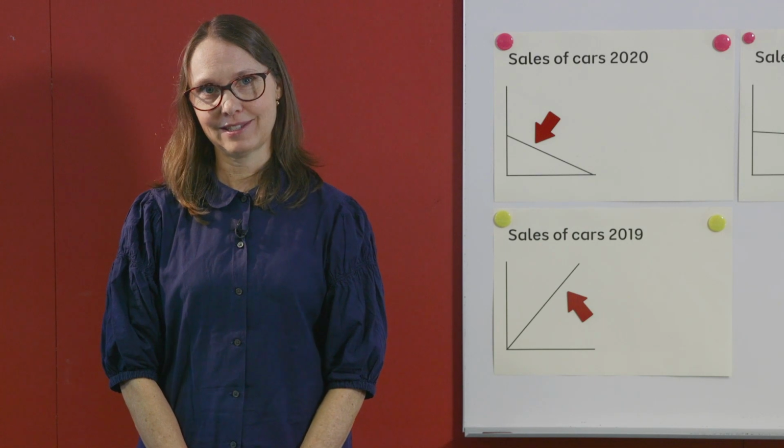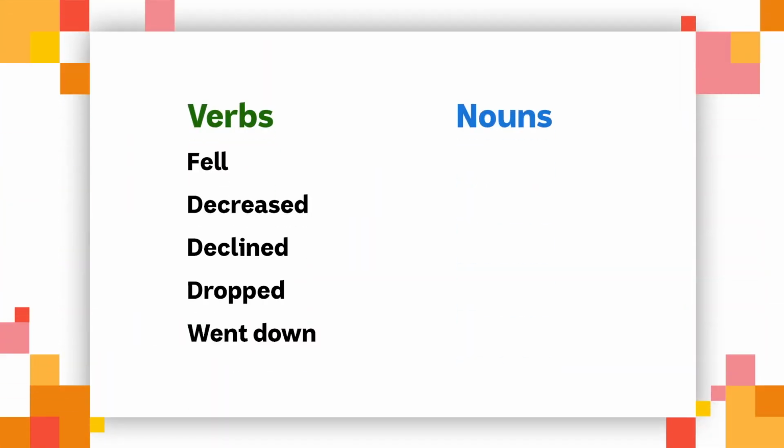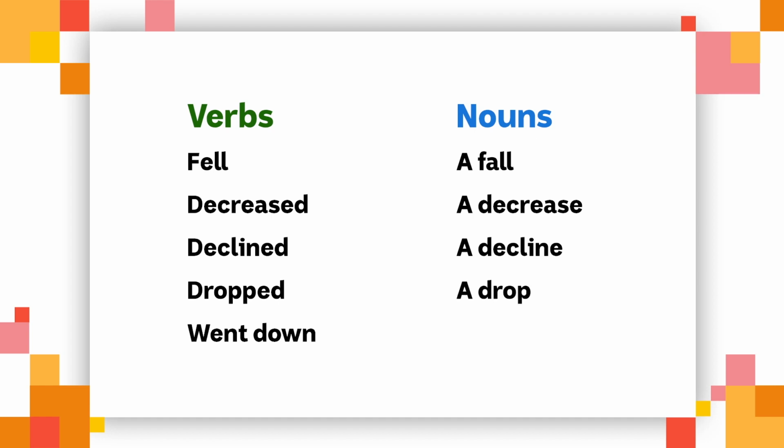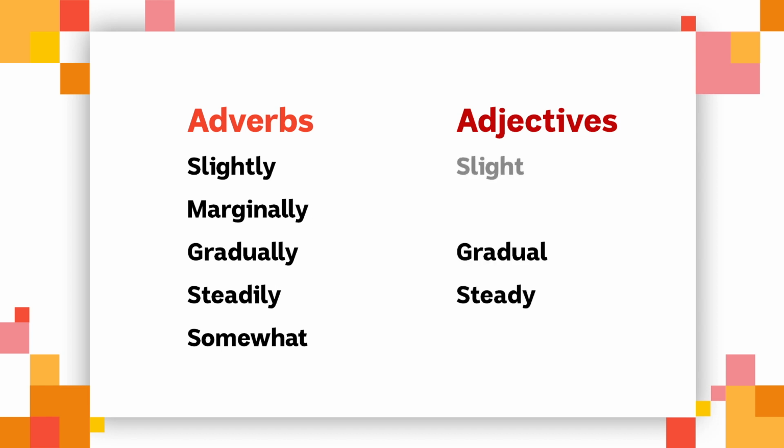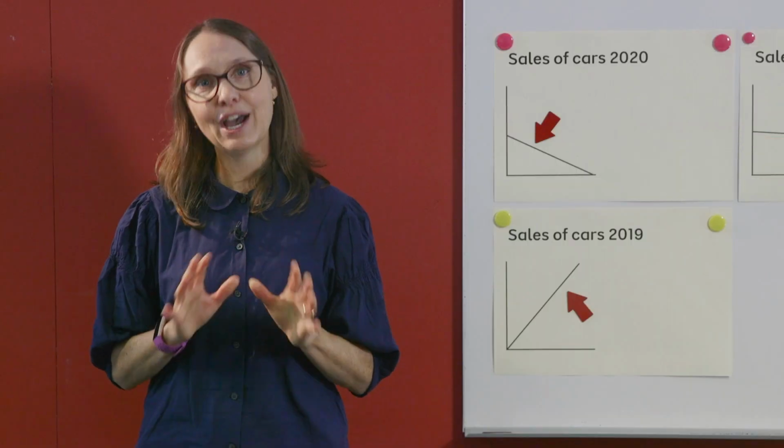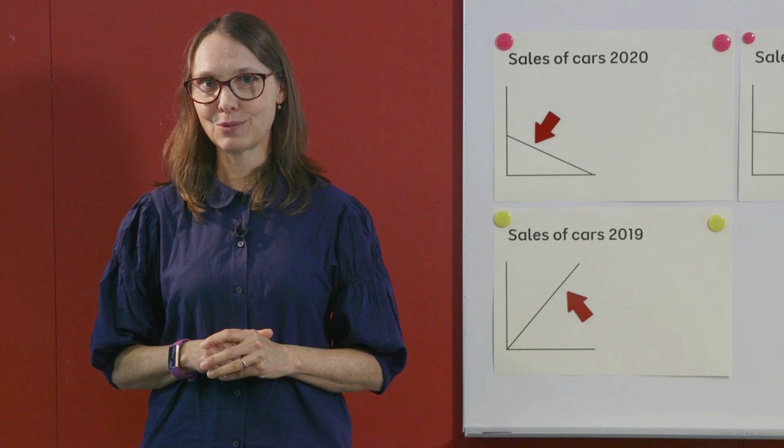Let's bring back our verb list. We now need to change these verbs into nouns so that we have even more ways to describe what happened to the data. Do you know what the nouns are for these verbs? Did you think of these? A fall, a decrease, a decline, a drop. There isn't a noun for went down. What about changing these adverbs into adjectives? Have a go. Did you get gradual, steady, slight, and marginal? But take note, you can't change somewhat.